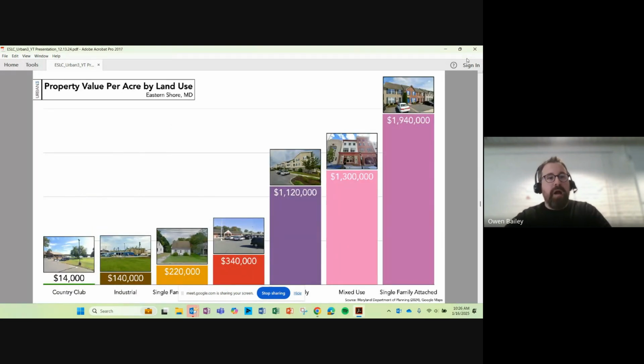And here we can see the property value per acre by land use. Country clubs, very little value, same as industrial, single-family detached. But single-family attached is one of the more productive land use types. So when we talk about density, it doesn't have to be downtown Baltimore or Annapolis. It can be more single-family attached homes, modest-sized homes on the outskirts of our downtown, so that people can live near our downtown cores and be able to walk and bike to get to the basic services that they require.